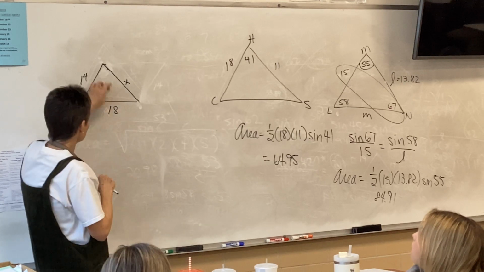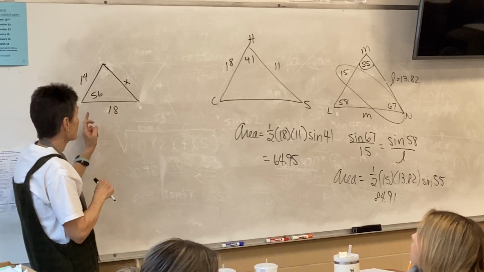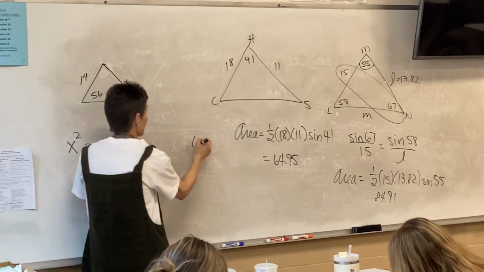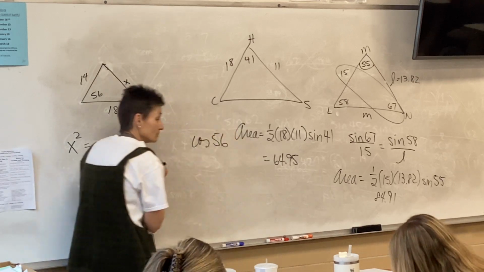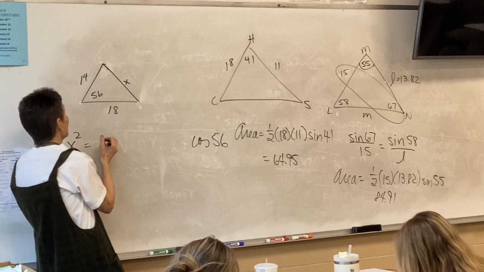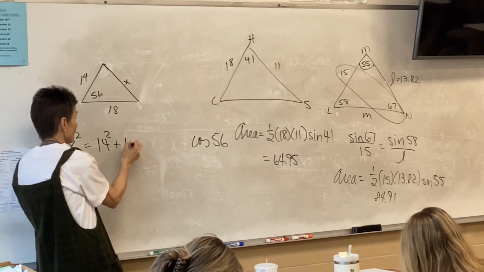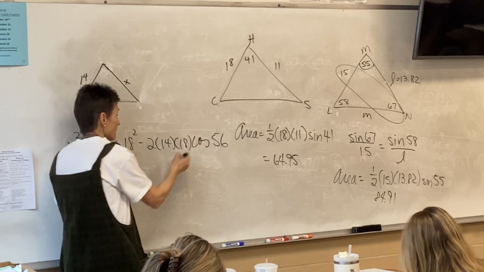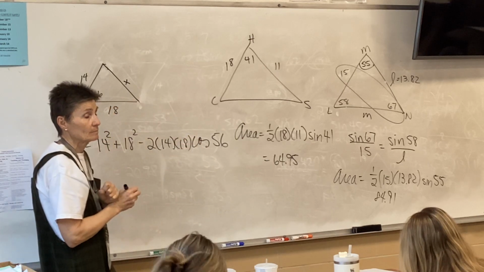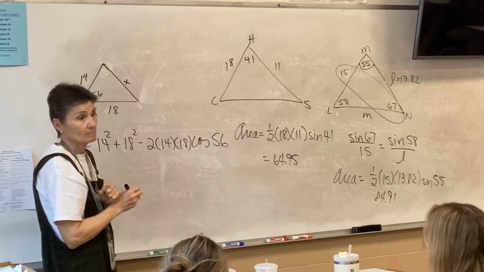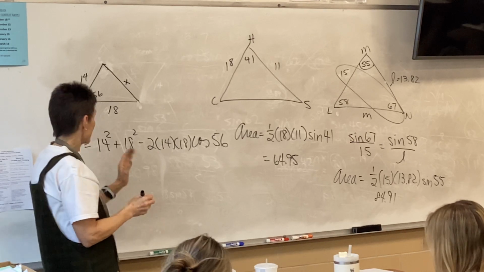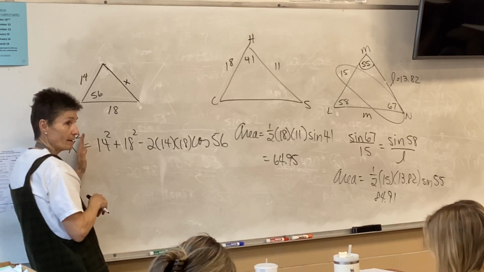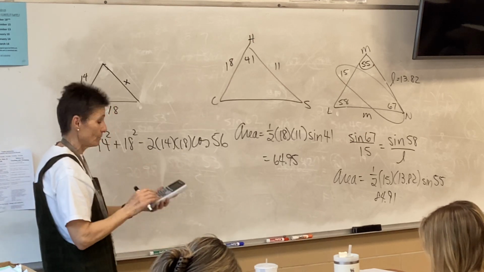You don't know any pair, guys. So you're going to put x squared over here, and you're going to put cosine 56 over here. And 14 squared plus 18 squared minus 2 times 14 times 18. Since my variable is over here, can I just type all that in? Yep, type it all in. Hit square root.